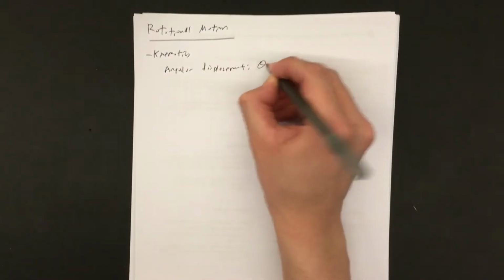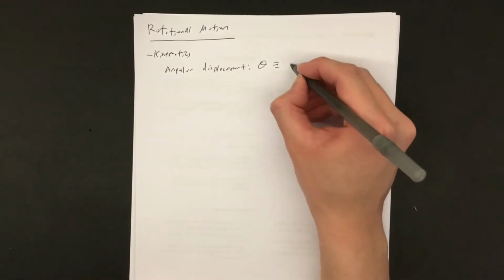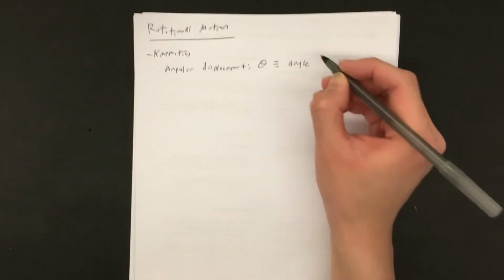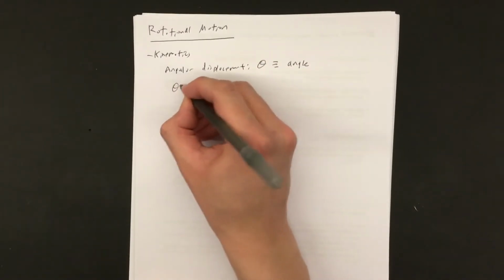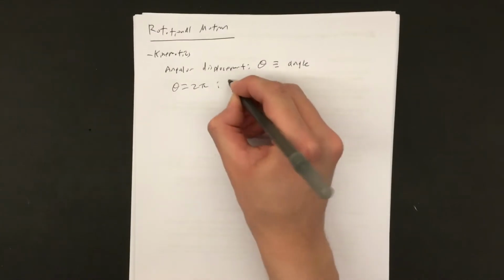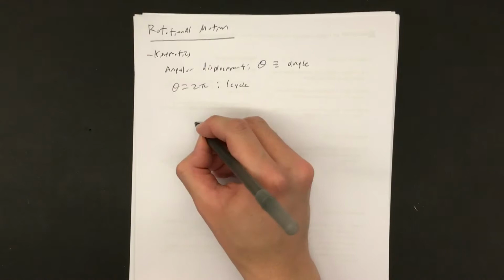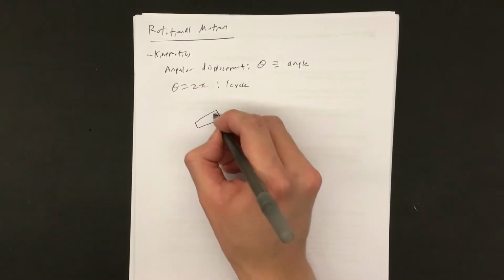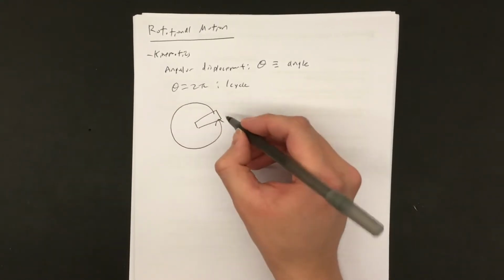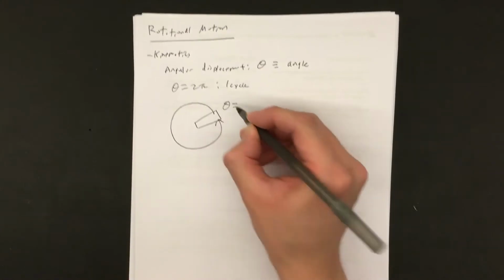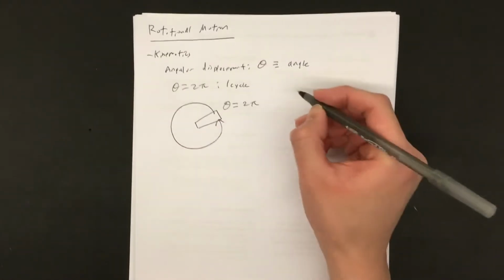which is also noted as theta, in which angular displacement is technically the same thing as angle. So for example, when theta equals 2 pi, this is when an object went through one full cycle. So for example, if there is a rod, and if this went around one circle, then we can claim that the angular displacement of this rod equals 2 pi.